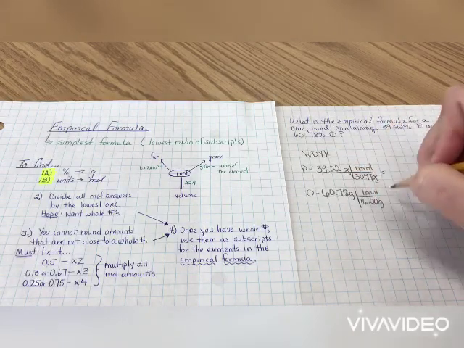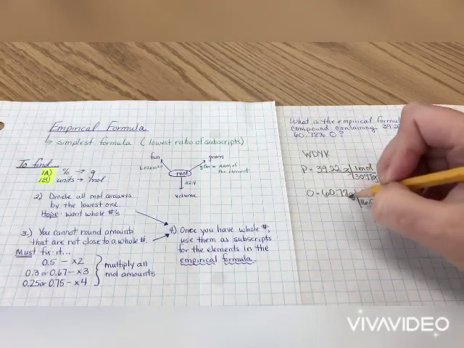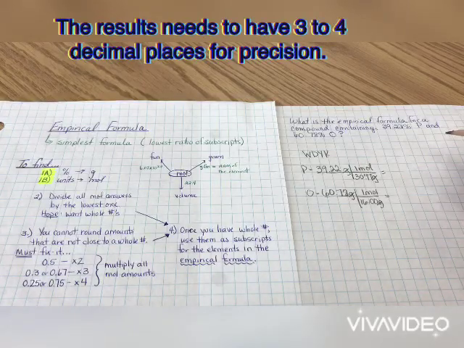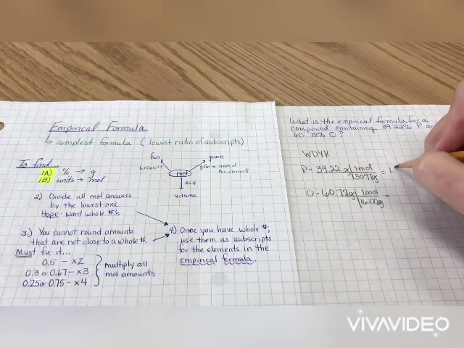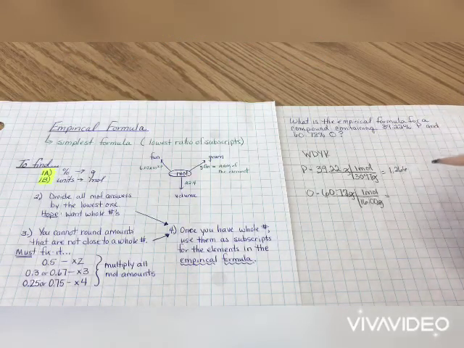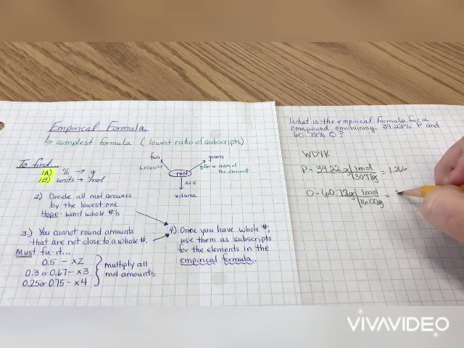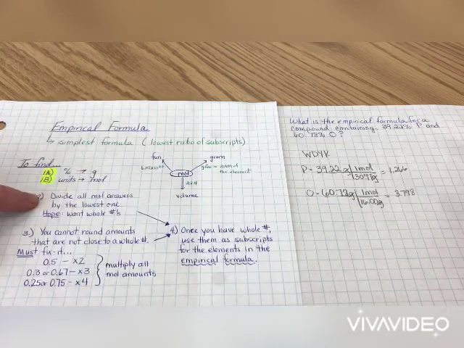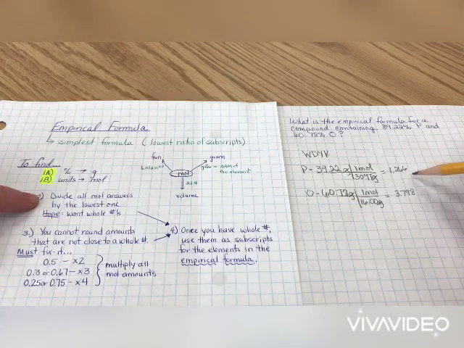When you go and put these into your calculator, be sure to hang on to 3, maybe 4 decimal places to have that precision. Phosphorus is 1.266, and the oxygen comes out to be 3.798. The second step says to divide all your answers by the lowest result.